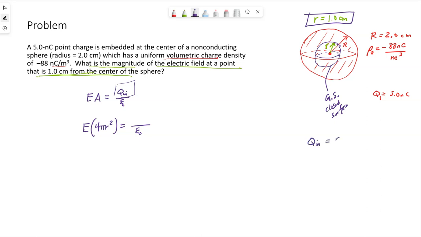Q enclosed is simply going to be Q1, that point charge, which is most certainly within this Gaussian surface, plus Q2, meaning however much charge is within this smaller sphere, how much charge is enclosed because of the charge density, rho 2. Okay, so charge density, let me go back to red to represent the non-conducting sphere.